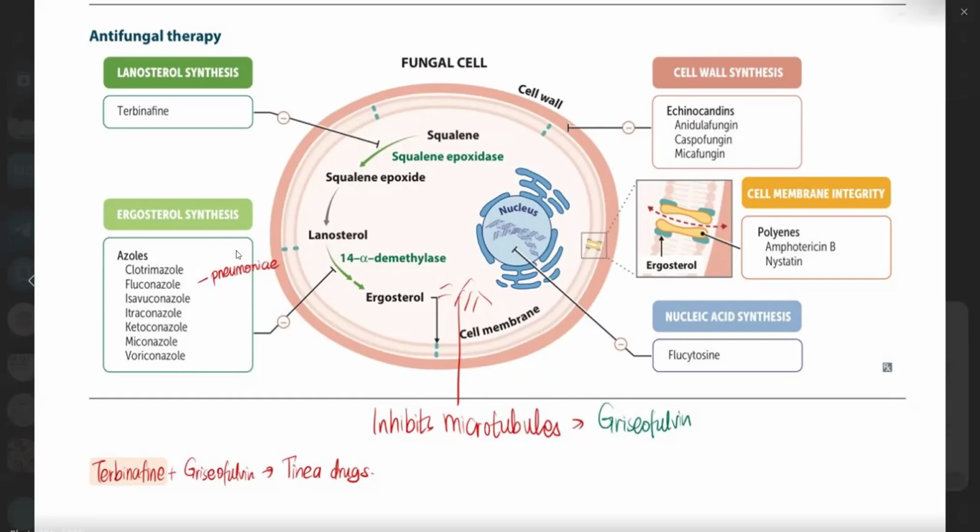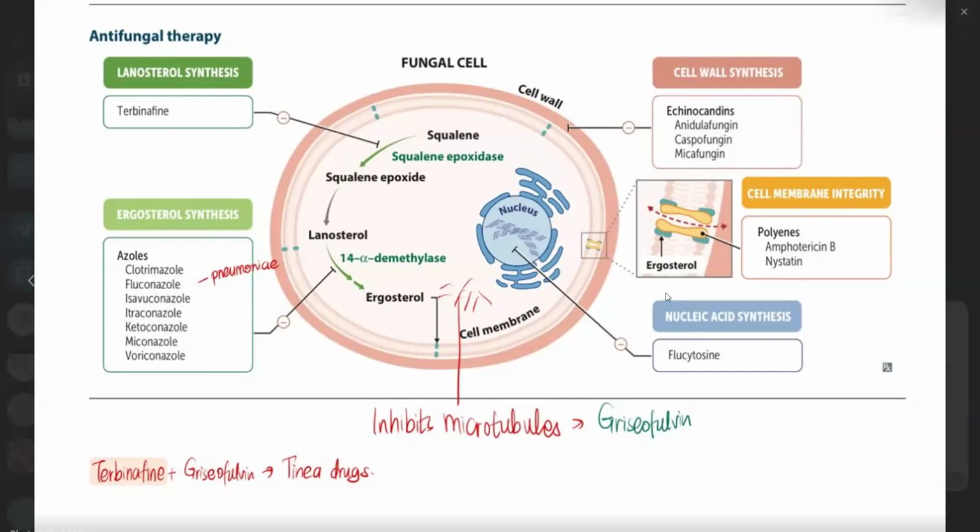Okay. Then we go to the microtubules. Inside here, there are microtubules. The drug griseofulvin inhibits microtubule formation. And then inside the nuclei, nucleic acid synthesis is inhibited by flucytosine.